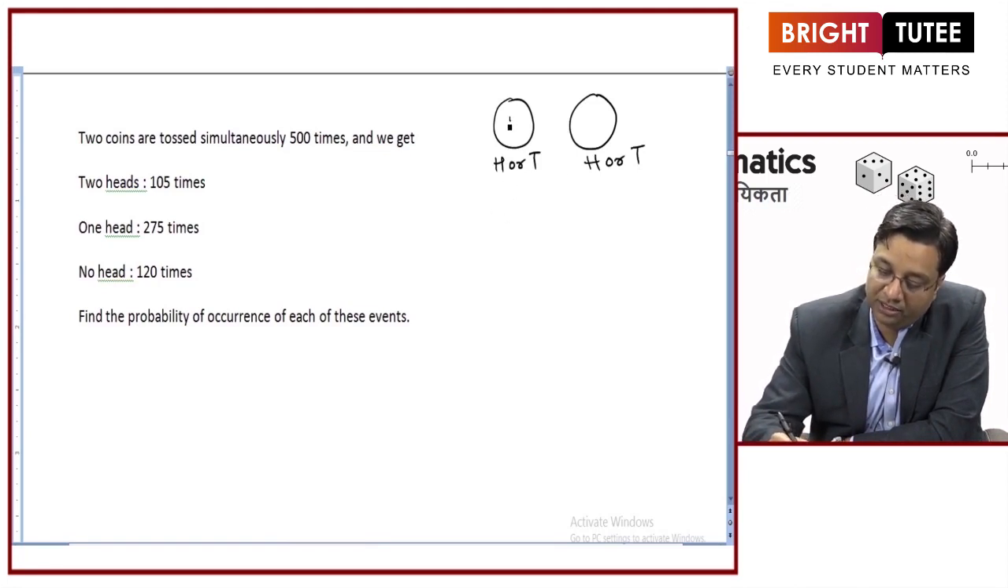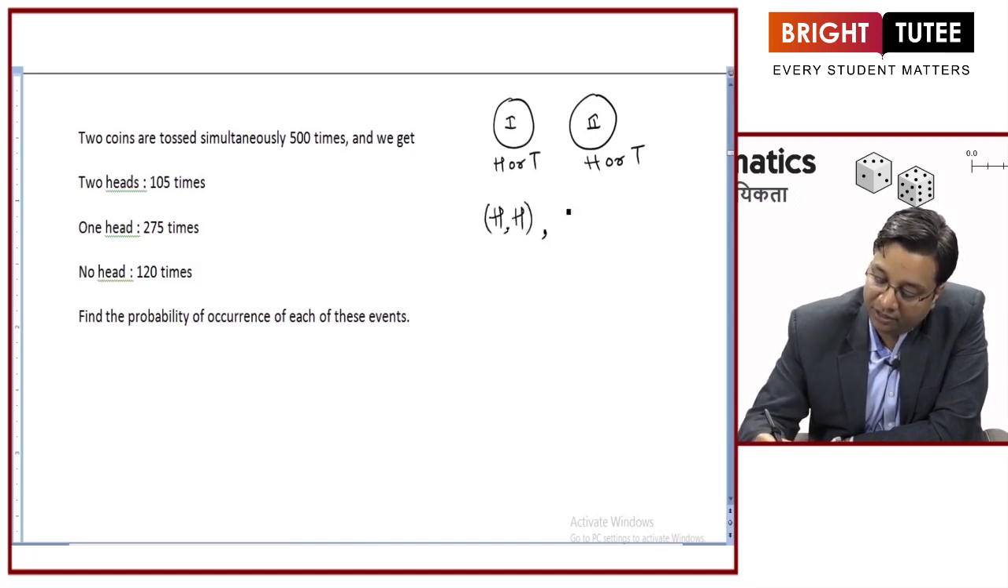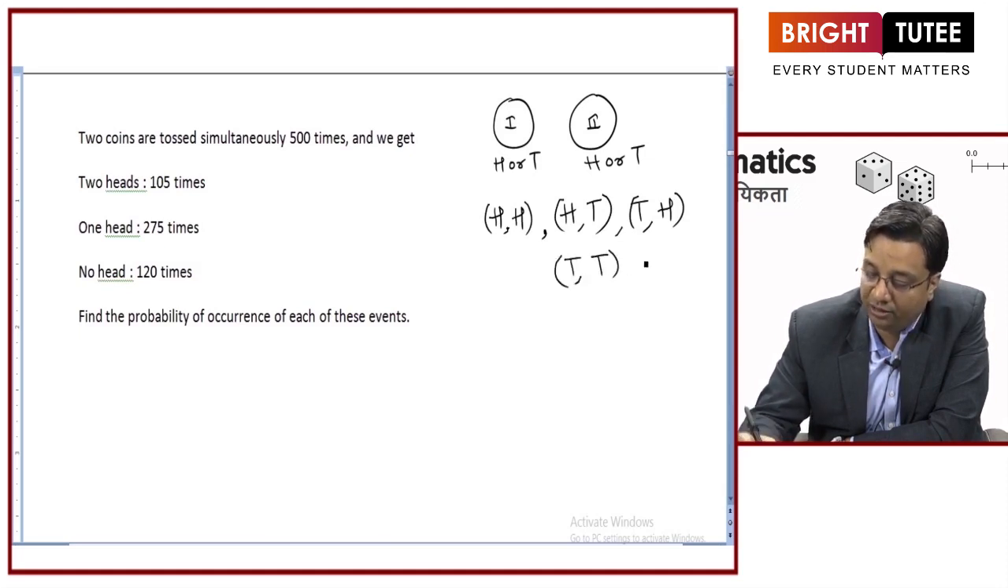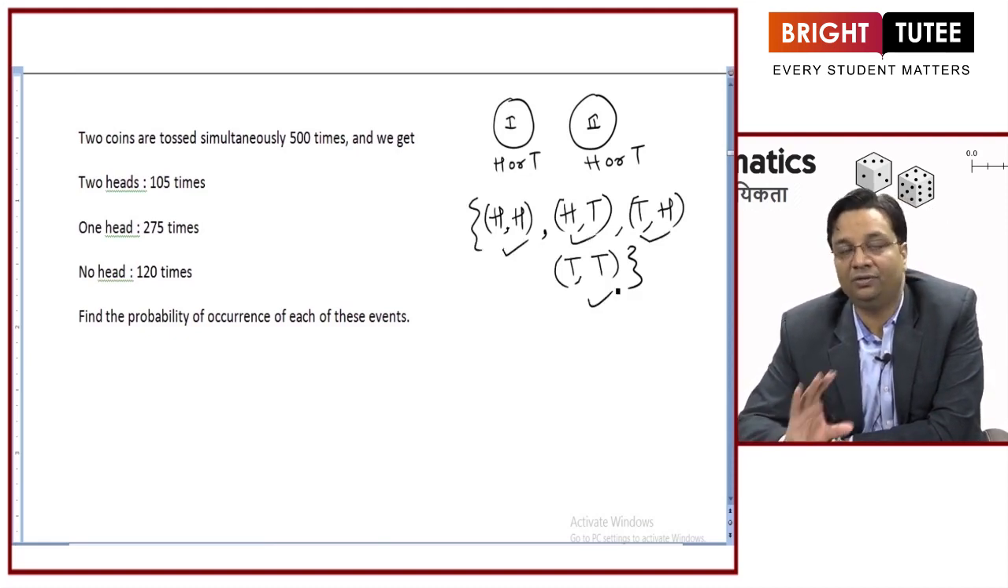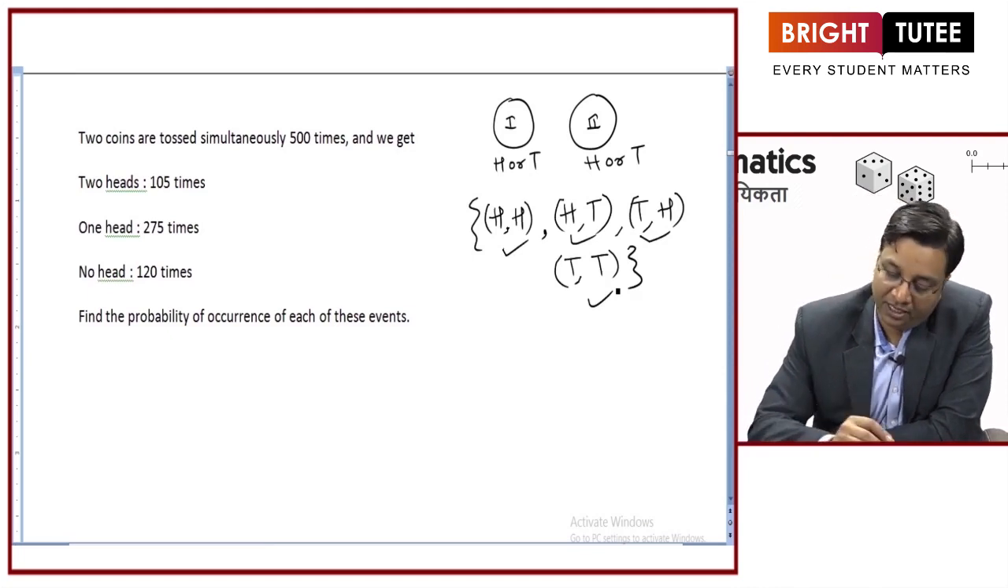Let us say this is the first coin, this is the second one. First shows head, second also shows head. One of the outcomes can be first shows head, second shows tail on top, and first shows tail, second shows head. First coin shows tail and second coin also shows tail on top. So these are the possible outcomes or the events for which we will calculate the probabilities.